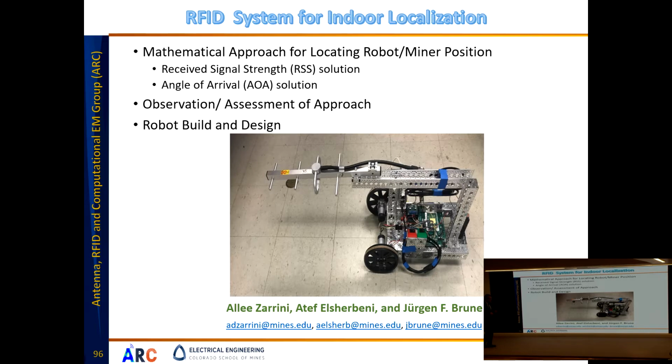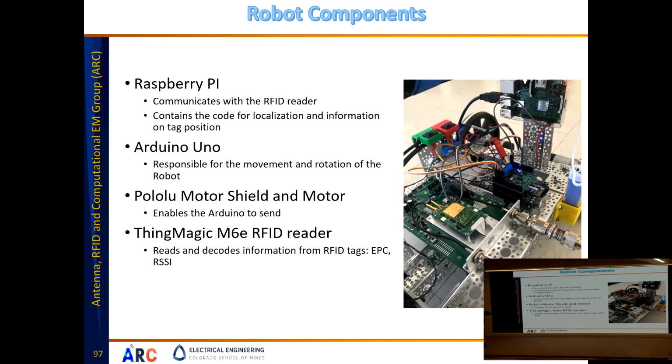Another application is a robot here. Again, it has a Raspberry Pi development kit and an Arduino to control the motors that control the wheels. We use a large antenna because this entire robot was supposed to work inside a mine. A close-up picture of it here.